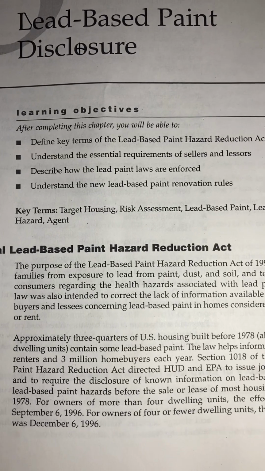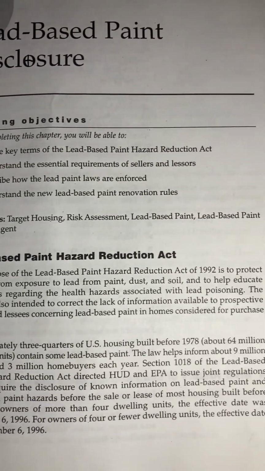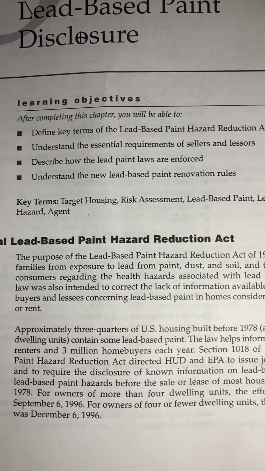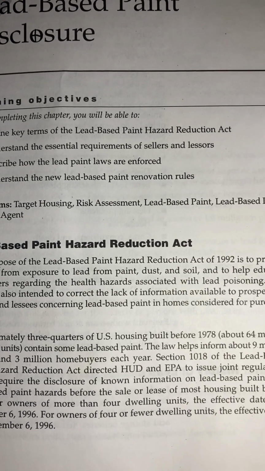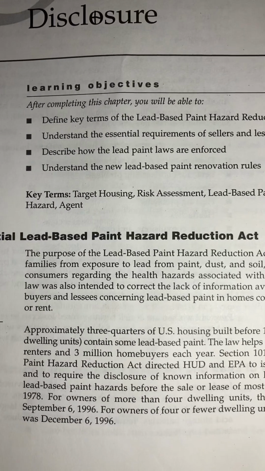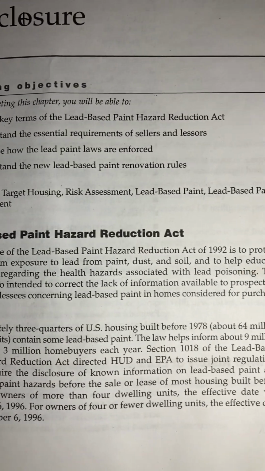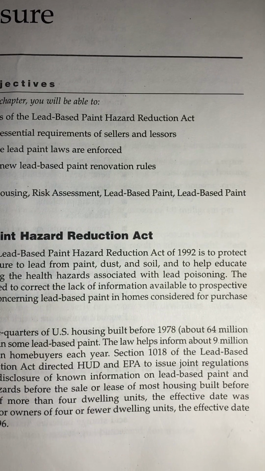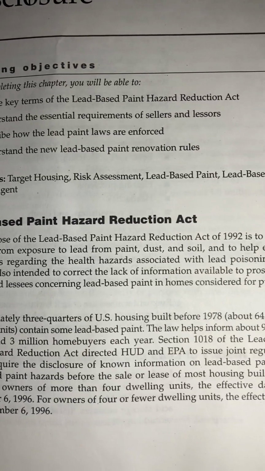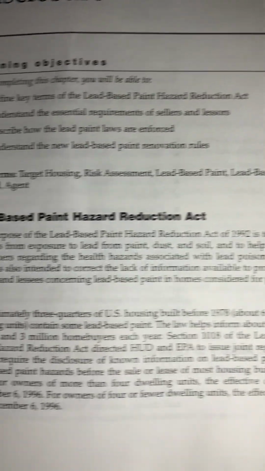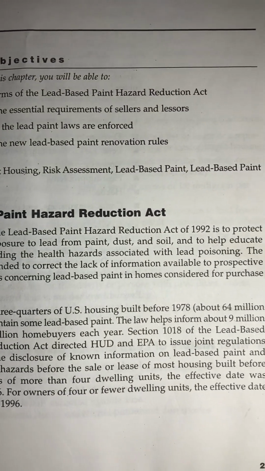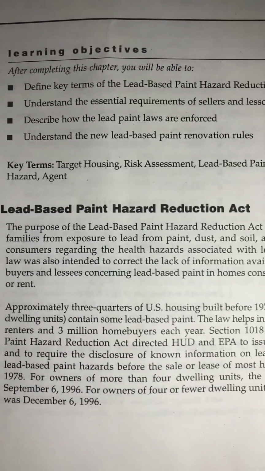The purpose of the Lead-Based Paint Hazard Reduction Act of 1992 is to protect families from exposure to lead from paint, dust, and soil, and to help educate consumers regarding the health hazards associated with lead poisoning. The law was also intended to correct the lack of information available to prospective buyers and lessees concerning lead-based paint in homes considered for purchase or rent.